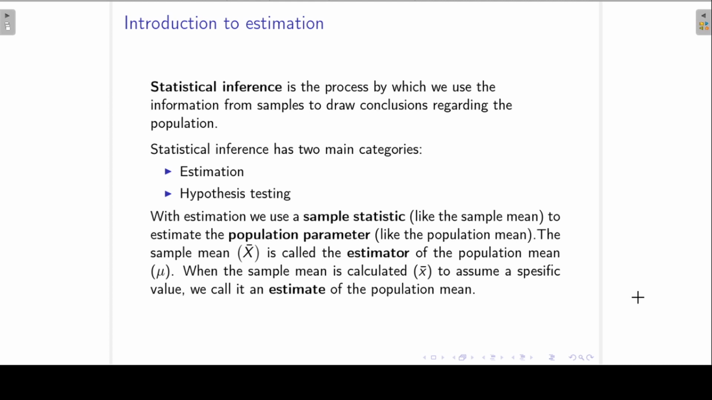The sample mean, capital X bar, is called the estimator of the population mean mu. So the estimator is a rule or a function for calculating an estimate. An estimate, on the other side, is the result of this function if we substitute sample values into this function. And an estimate is then usually indicated by a lowercase letter.